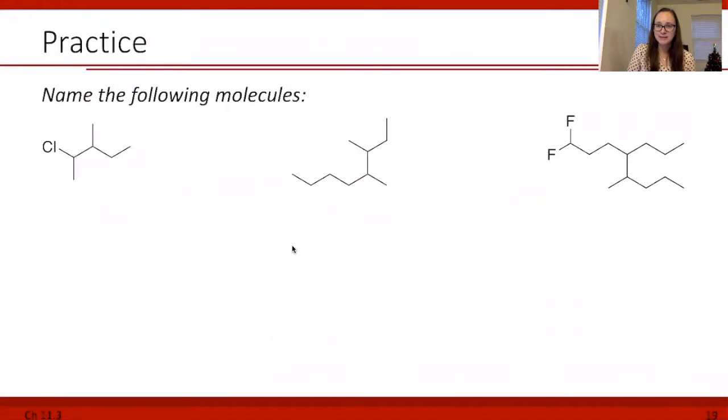Okay, guys, let's practice some naming of alkanes with substituents. Hopefully you've had a chance to look at this slide and do these on your own, check your work, and go through them with me. If you haven't had a chance, go ahead and pause the video now and play it when you are ready. So looking at this first molecule here, we need to figure out our longest carbon chain.